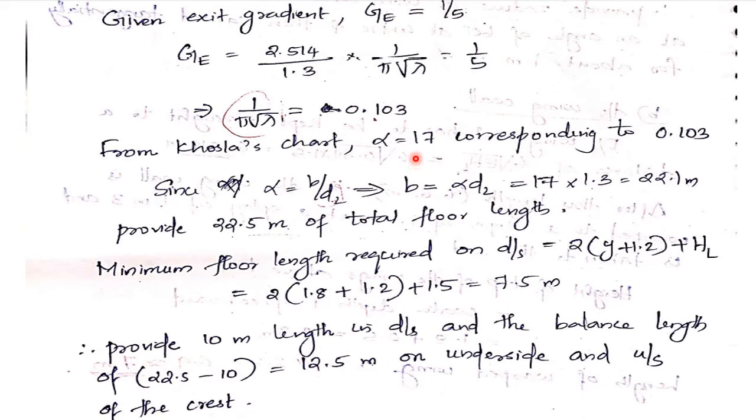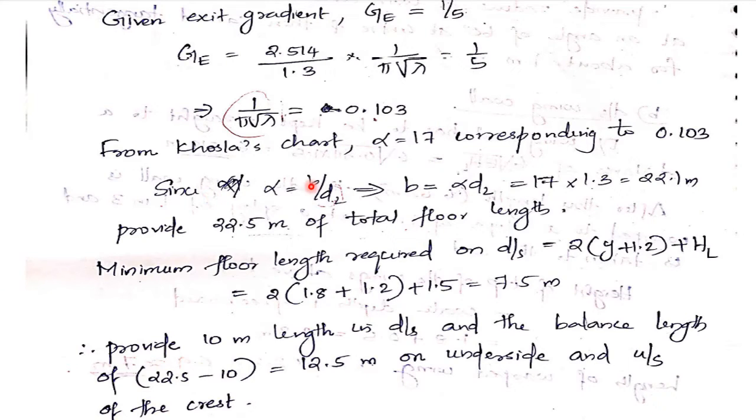Now in the question the exit gradient is given as 1 by 5, therefore equating and substituting the values, that is 2.514 by 1.3, the downstream pile depth, into 1 by pi root lambda is equal to 1 by 5. Therefore 1 by pi root lambda is 0.103. Now from the Khosla's chart of exit gradient, we can find the value of alpha corresponding to this value of 1 by pi root lambda, 0.103. Therefore alpha is equal to 17.